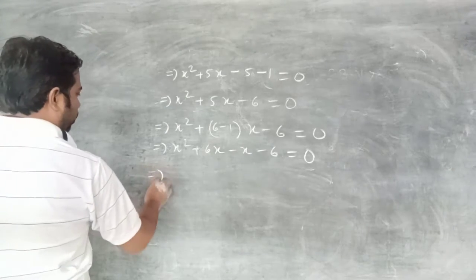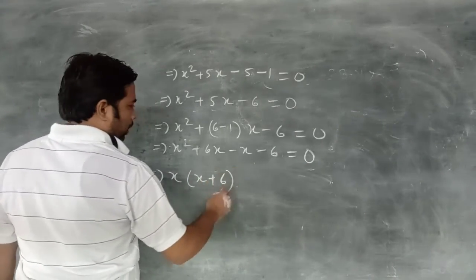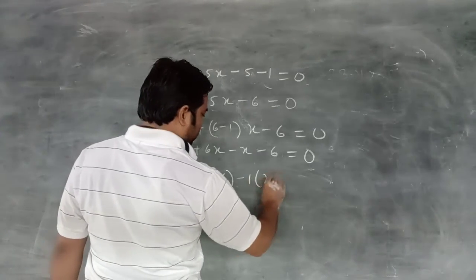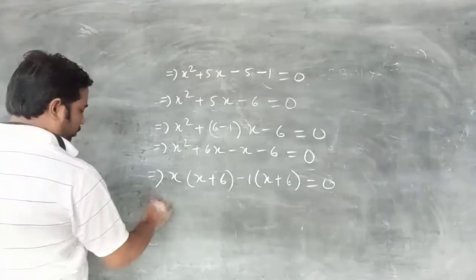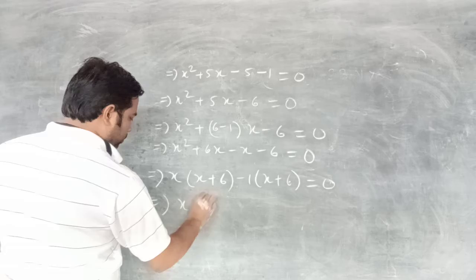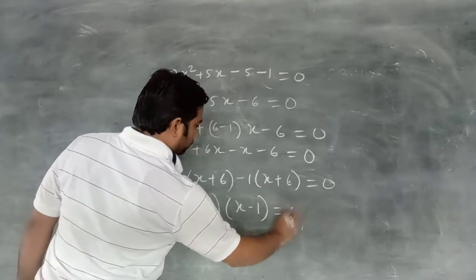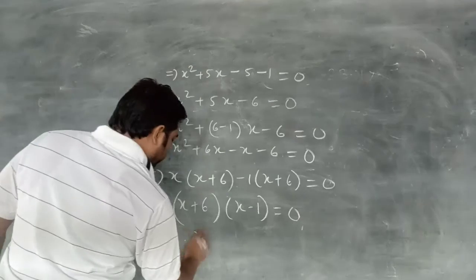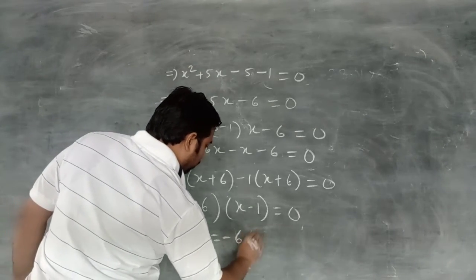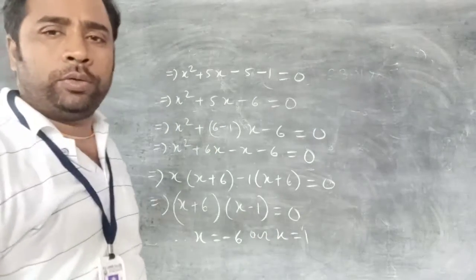So let us take x common. If we take minus 1 common, this is x plus 6. So again x plus 6 is common. Then it is x minus 1 equal to 0. So if we take either or, what are the values of x? So x equal to minus 6 or x equal to 1. So you have got the solutions.